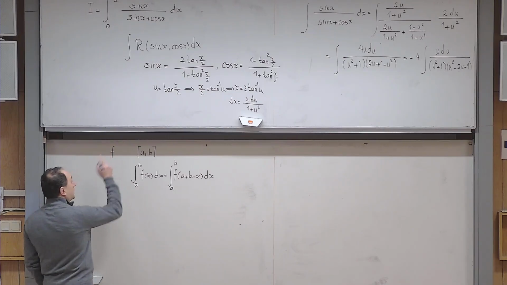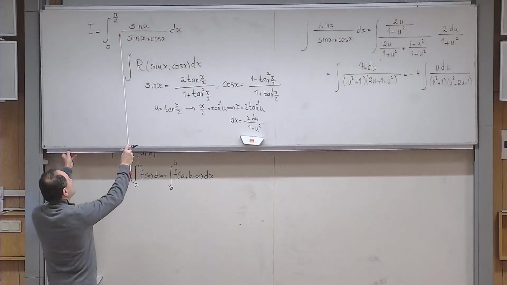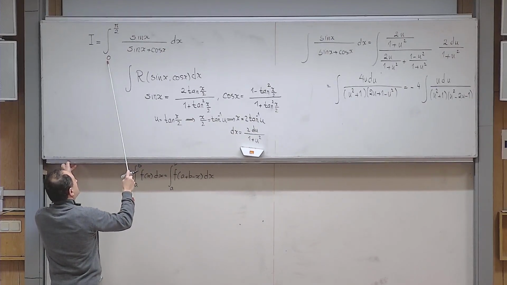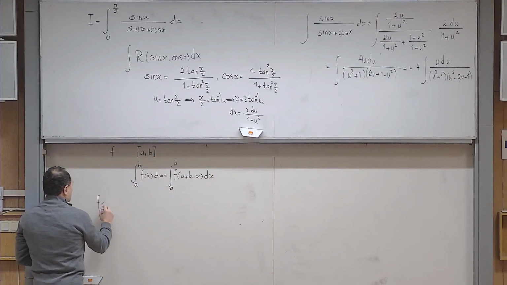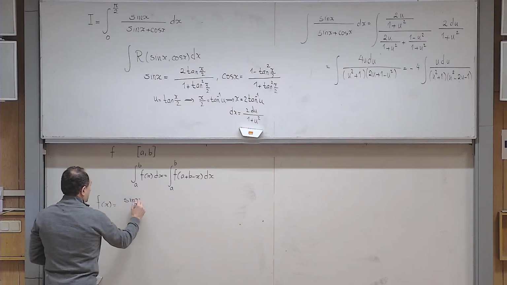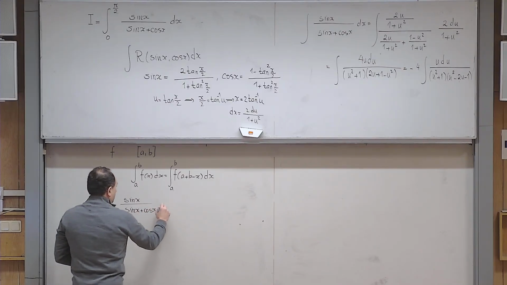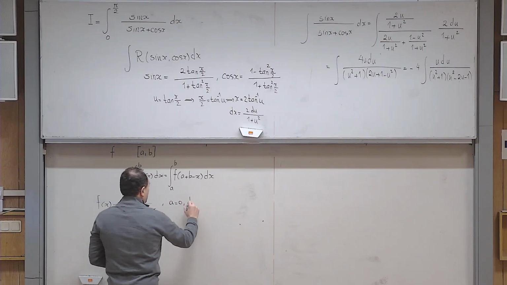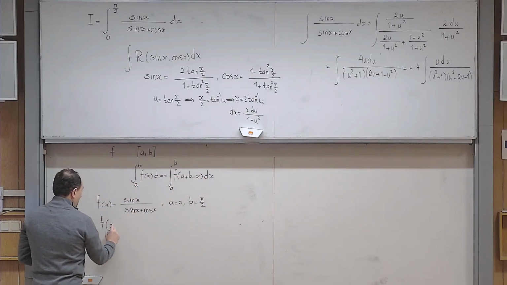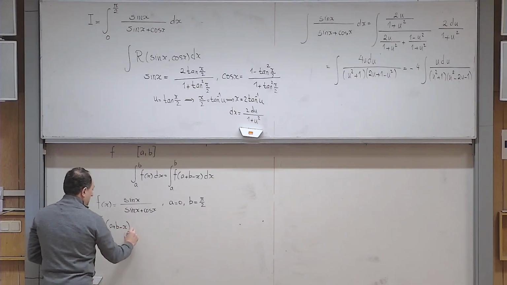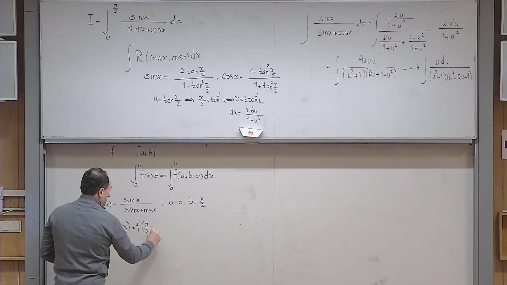So in my integral, this is my function f of x, little a is 0, little b is pi over 2, okay? So f of x is sine x over sine x plus cosine x, yes? And then a is 0, b is pi over 2. If I calculate f of a plus b minus x, a is 0, b is pi over 2, so this becomes f of pi over 2 minus x.